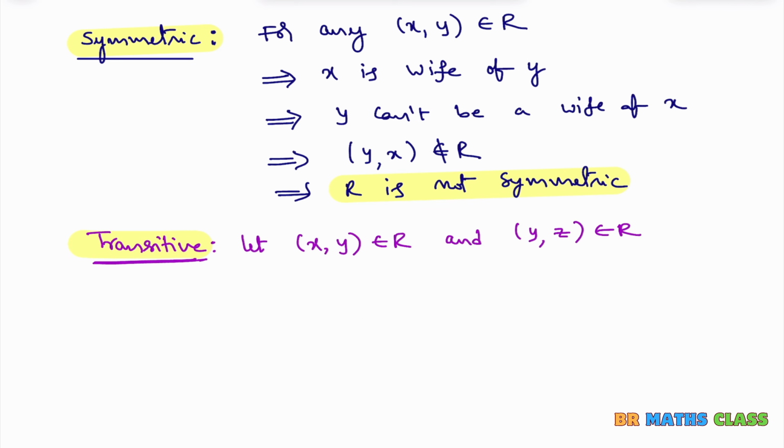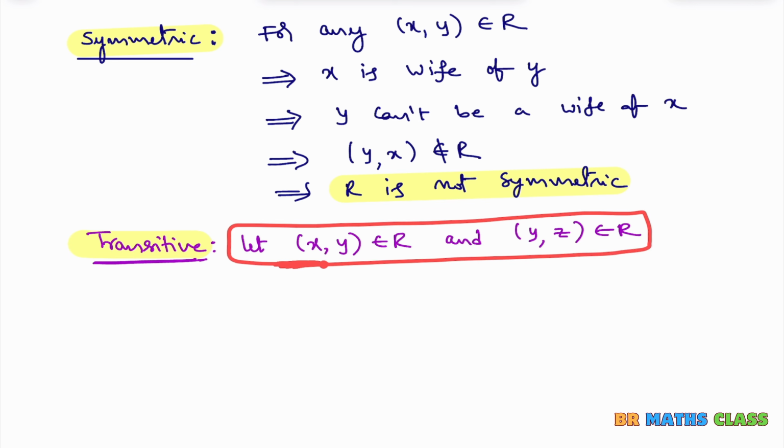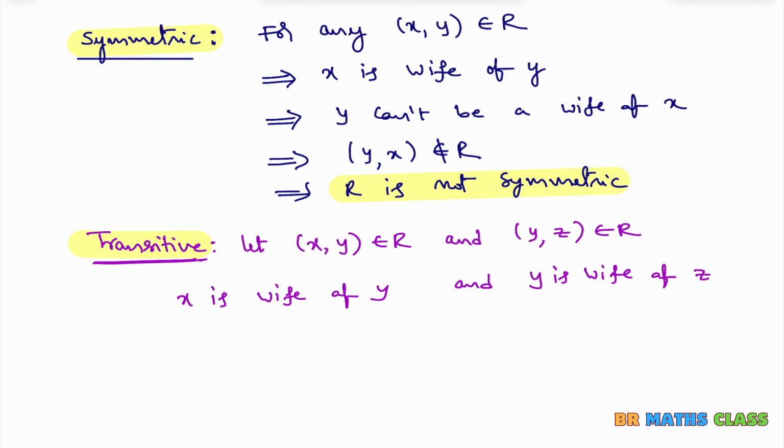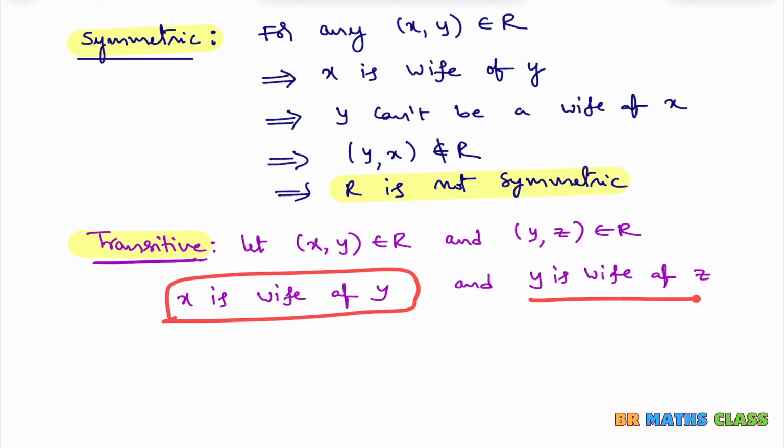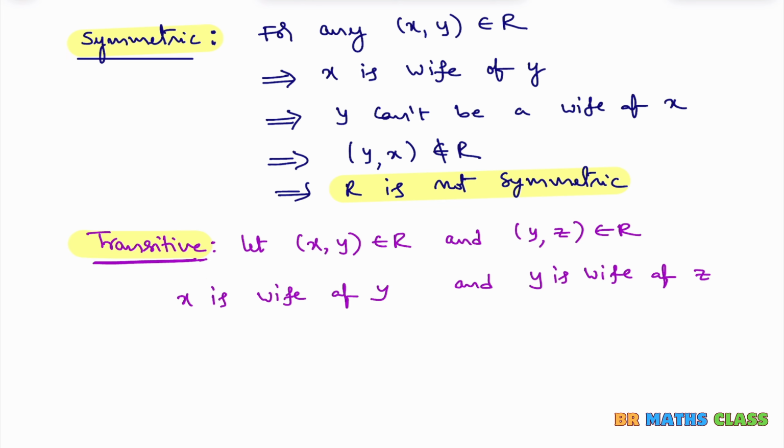Okay. First thing, I'll check whether x comma y, y comma z type of things exist in the relation or not. Here, the ordered pair x comma y belongs to R itself indicates that x is a wife of y. The ordered pair y comma z belongs to R indicates that y is wife of z. Now it is important to check whether this type of thing will exist or not. Suppose x is wife of y. X is wife of y means x is female, y is male.